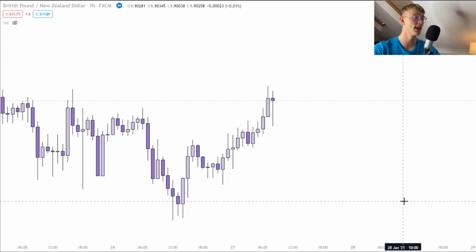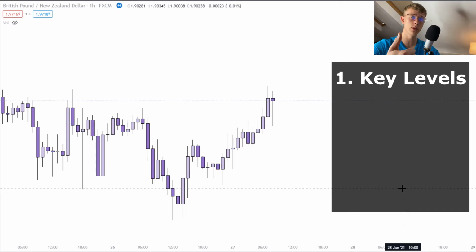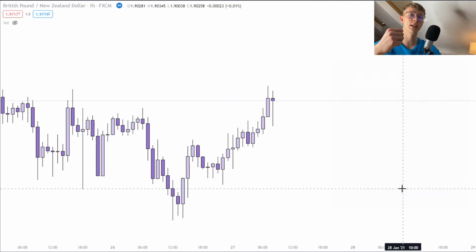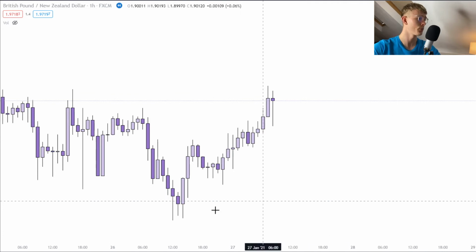So let's take a look at this second example on the 1 hour time frame on Pound New Zealand Dollar. So what do we need to look for? Okay, we need to look for key levels, we need to look for the trending market, and we need to look for structure being made. Okay, and when price is pushing up, we need to make sure we're always entering on a higher low. And in that previous example, when price is pushing down, the structure we want to be entering on is lower highs.